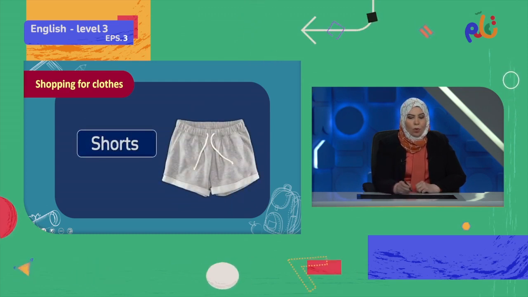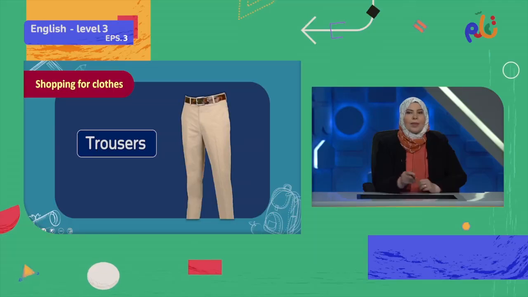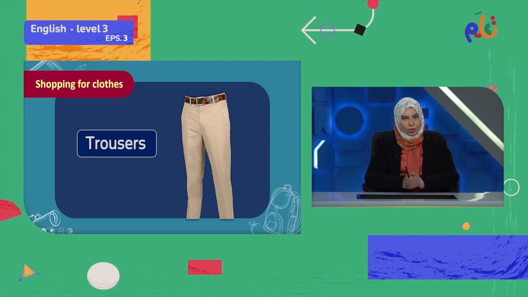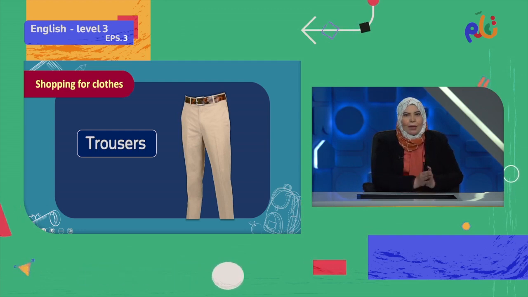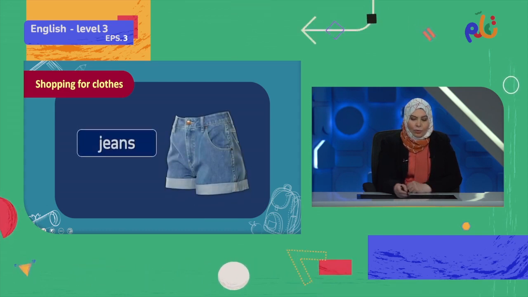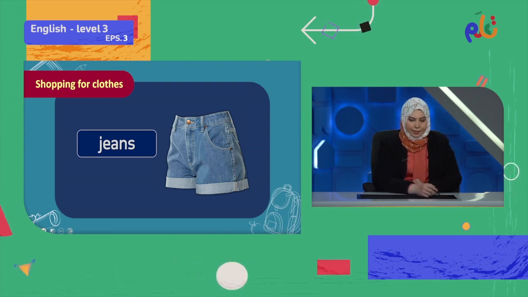shorts, and remember we have to say the S because in Arabic we say short, but in English it's very important to add the S because the meaning will be completely different. So shorts. And we have trousers, and as we said before, it has two different words, American and British. Americans say pants and British say trousers. And we have jeans, and jeans can be jeans shorts or jeans pants.